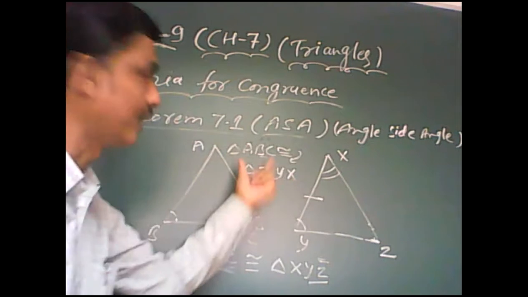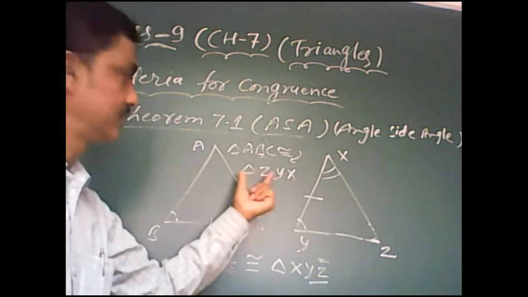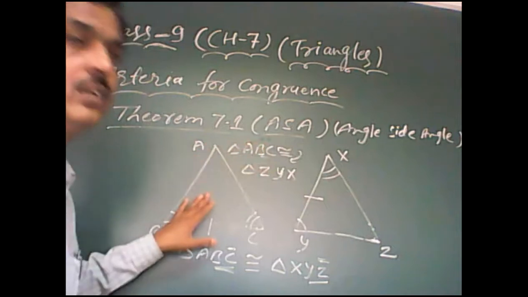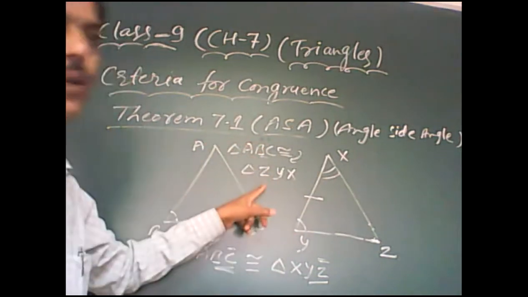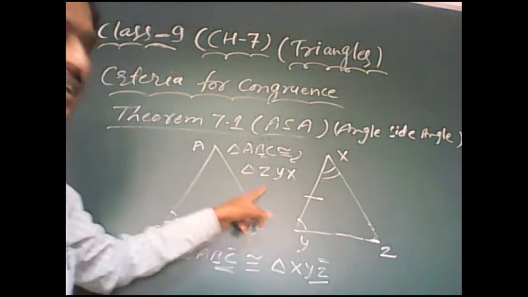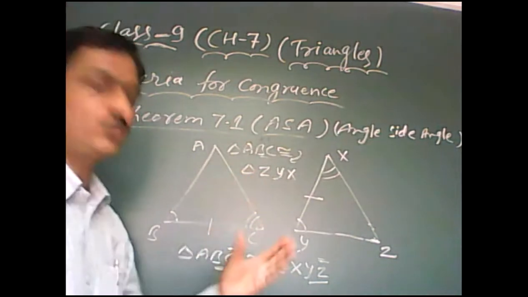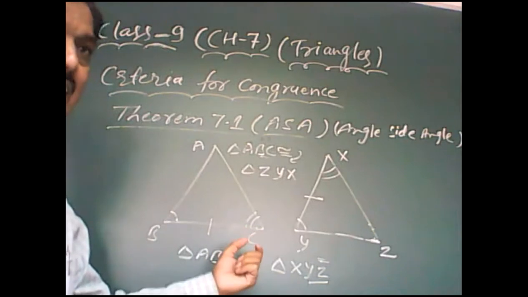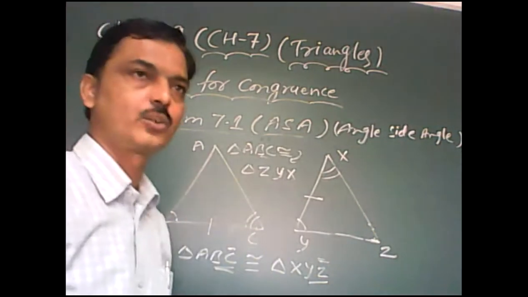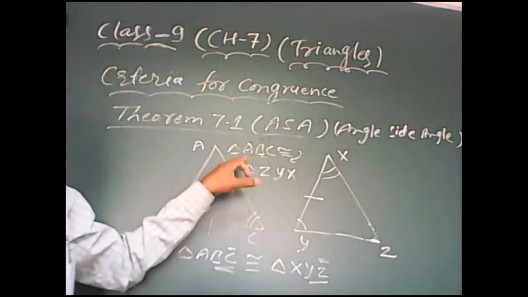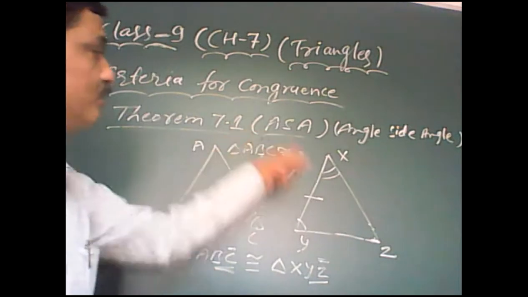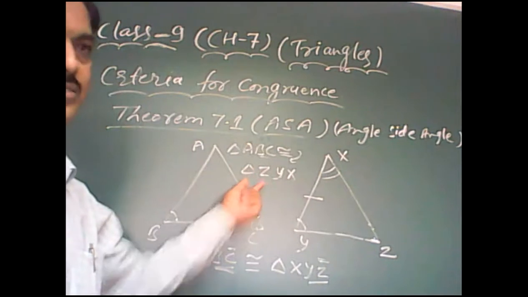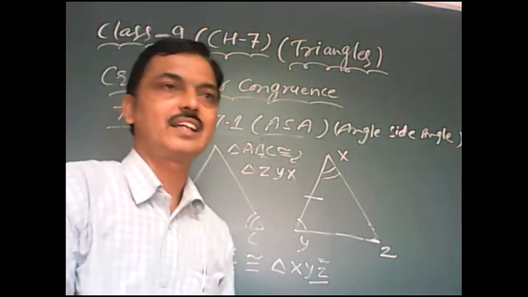This is very important. I again repeat, represent symbolically according to the corresponding parts. That is very important, students. So please take care. Whenever you find the corresponding parts, first decide the congruence rule, and then write the symbolic form of the congruent triangles. Okay, so this is ASA.